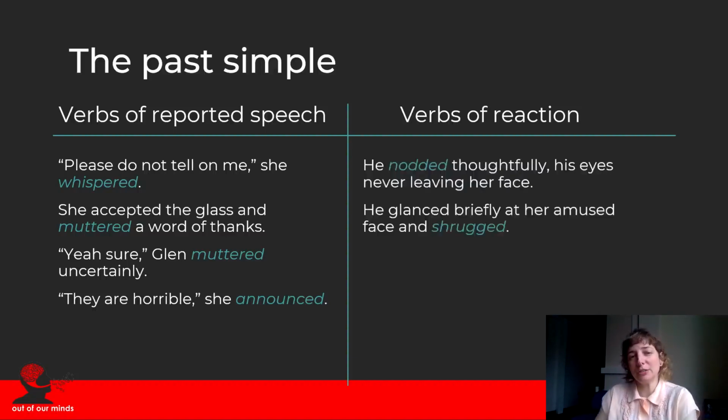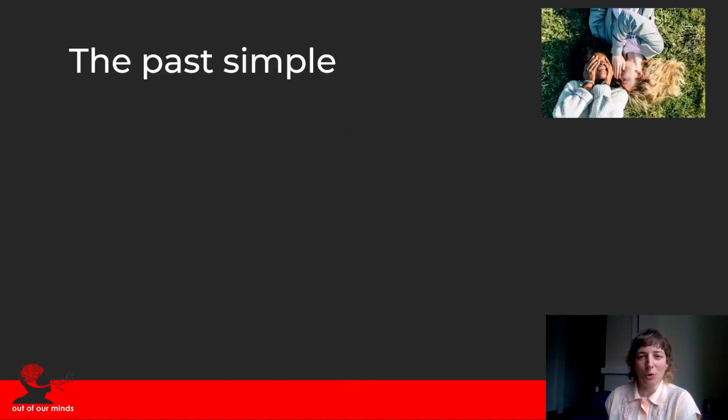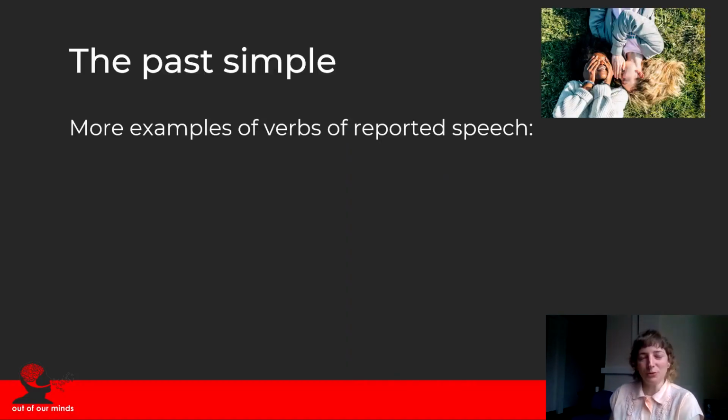In the verbs of reaction category, I have "he nodded thoughtfully, his eyes never leaving her face," and "he glanced briefly at her amused face and shrugged." These 2 verbs show typical reactions and are usually found in the past simple. Let's have a look at more examples of verbs of reported speech in the past simple.